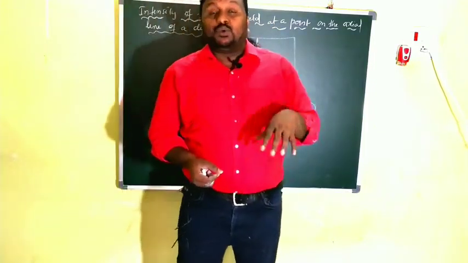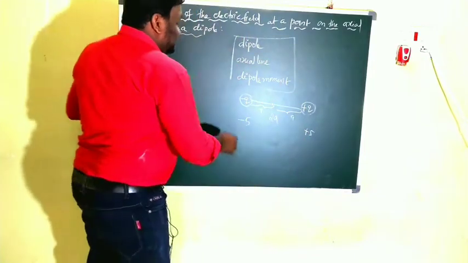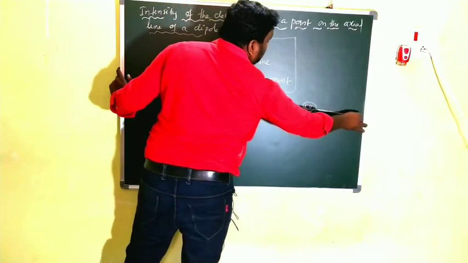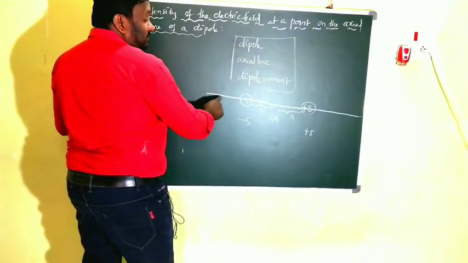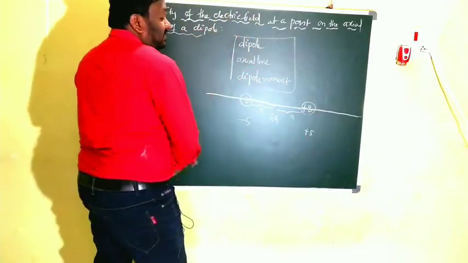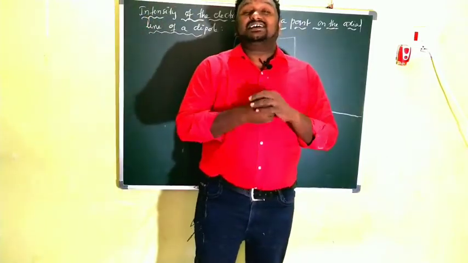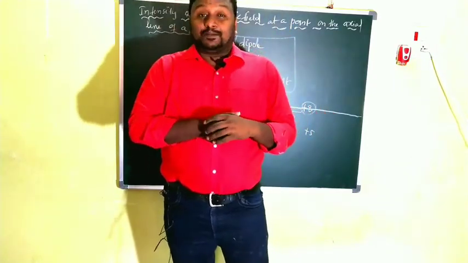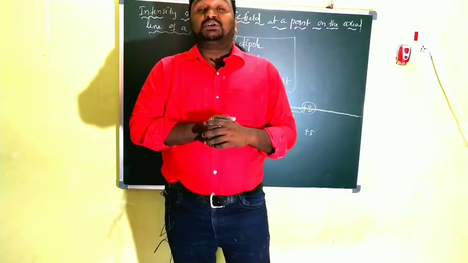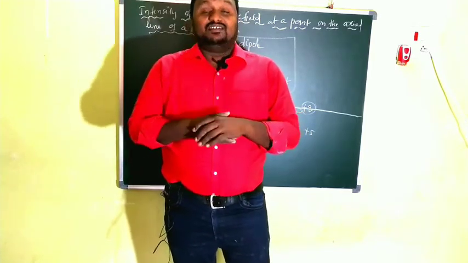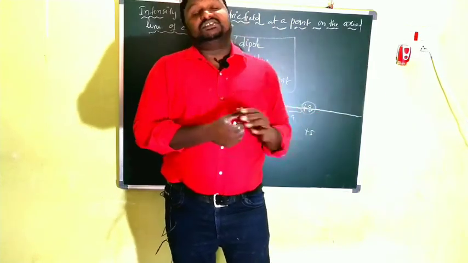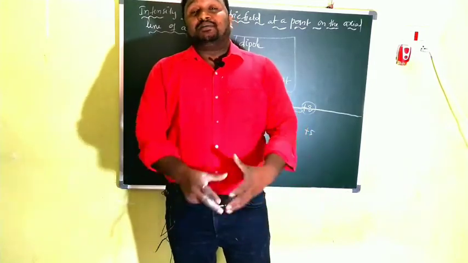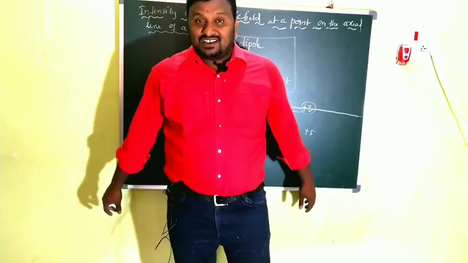And next, what is the axial line? The line which passes through the two charges in the horizontal direction is what we call the axial line. The horizontal line passing through the two charges is called the axial line of the dipole.